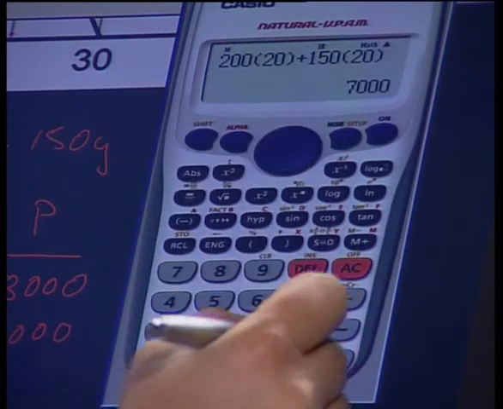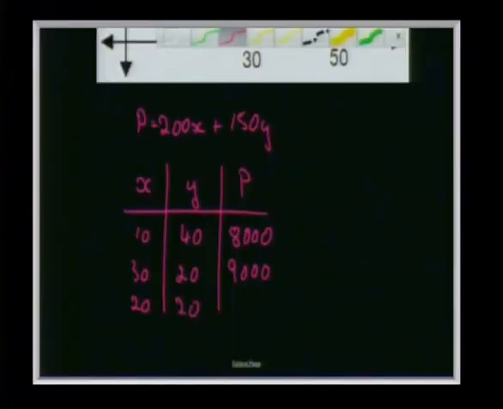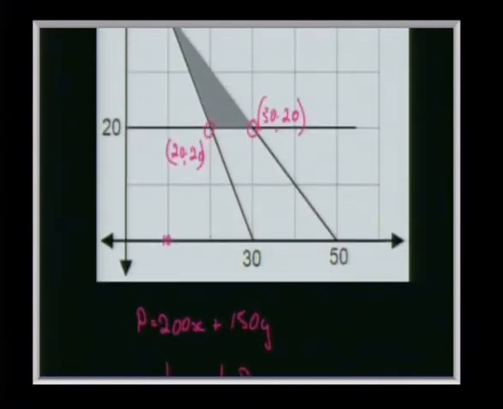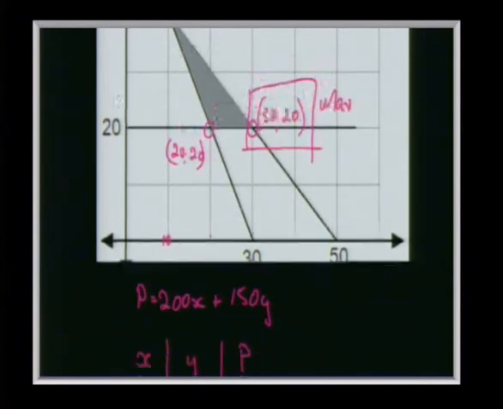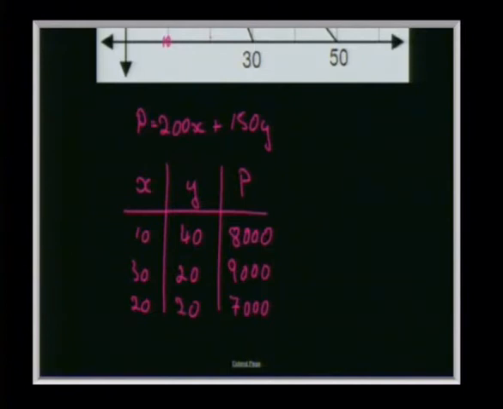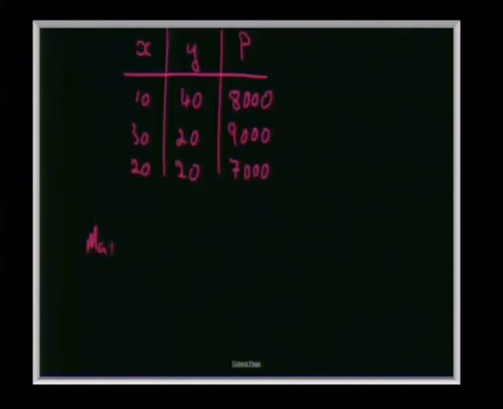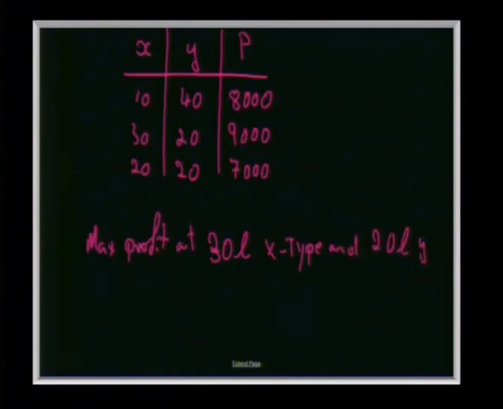we'll do 20 X's and 20 Y's, and that confirms that definitely does not give us our maximum profit. So this point over here, 30, 20, that gives us our maximum profit. So once again, we'll write it down, maximum profit at 30 liters of X type and 20 liters of Y type.